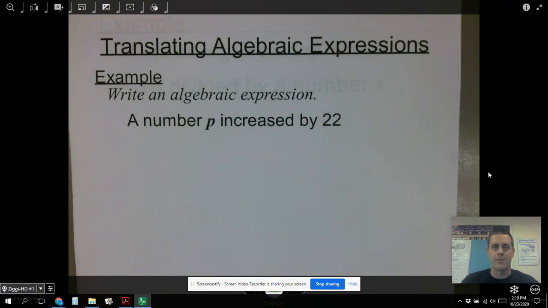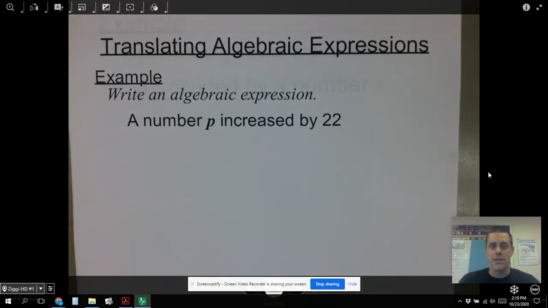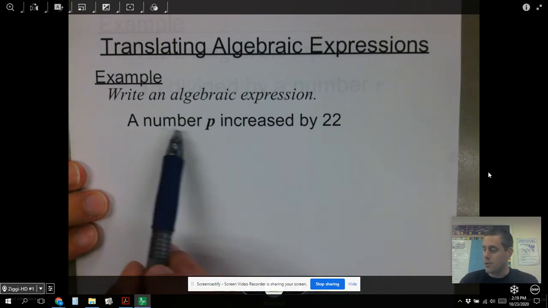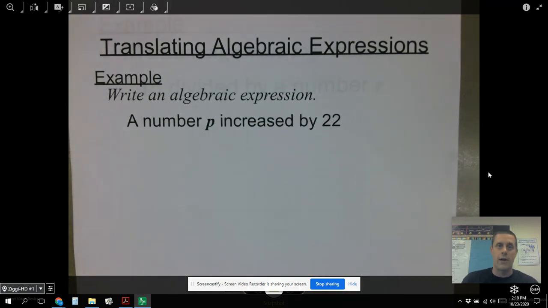A little mathematics. Up on the screen is the topic of the day. We are going to talk about translating algebraic expressions. So essentially, we are going to be given a phrase in word form, like the one you see on the screen, a number p increased by 22. And we're going to generate or translate that statement into an algebraic expression, into a math problem. Very beneficial for you this lesson.